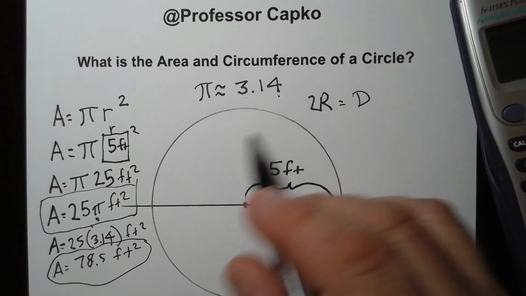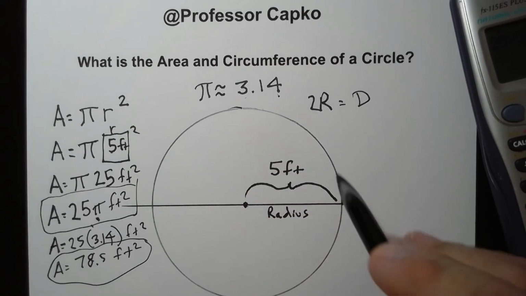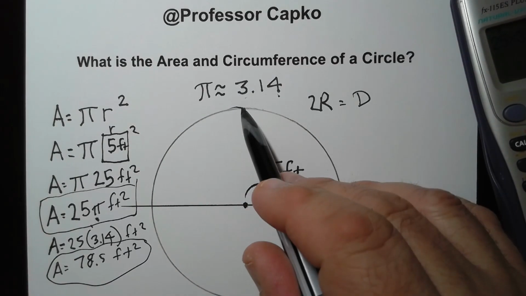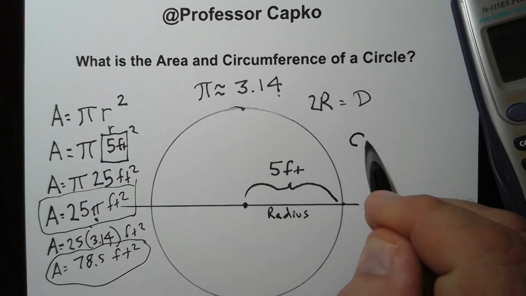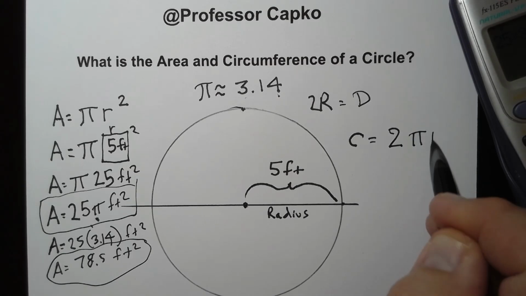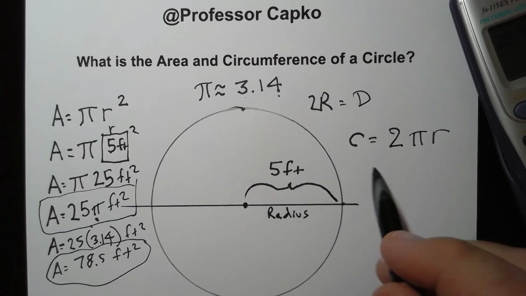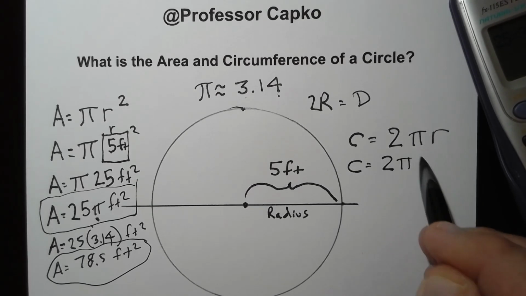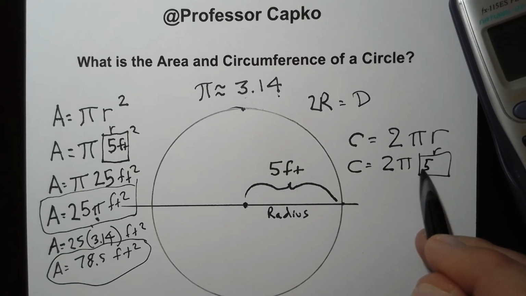Next, let's find the circumference of the circle. Circumference is the distance all the way around. So if you were to start here and walk around the entire circle, how far would you have walked? Circumference, the formula for that is equal to 2 pi r. 2 pi r is the circumference. So let's go ahead and fill that in. 2 times pi and our r, I'll pull that out, and we're going to fill it in, is 5 feet.